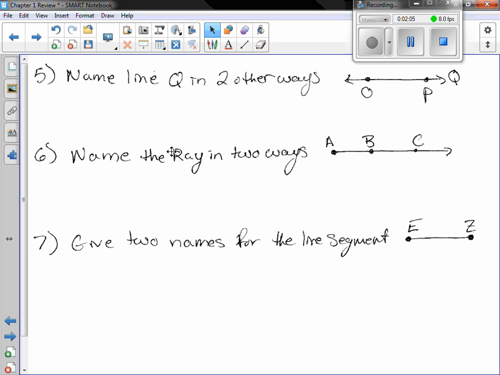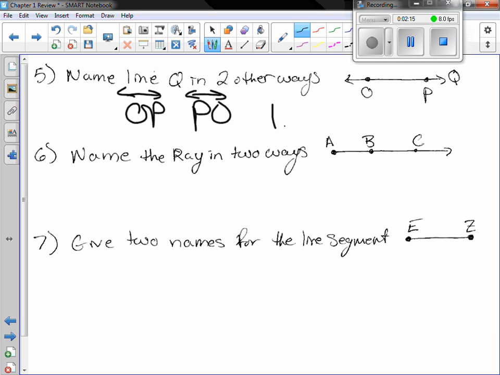So if we want to name line Q in 2 other ways, one way would be OP, and the other is PO. Would I get credit if I put line Q down? Well, it is the name of the line, but what does it say? It says in 2 other ways, or 2 different ways. Does that make sense? Because it's already listed. It wants 2 other ways to name it.